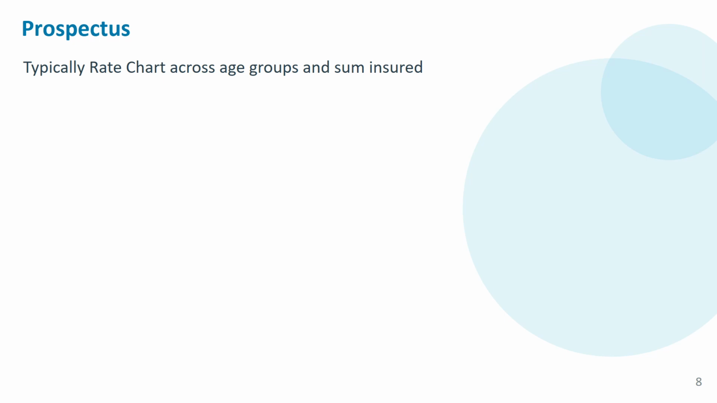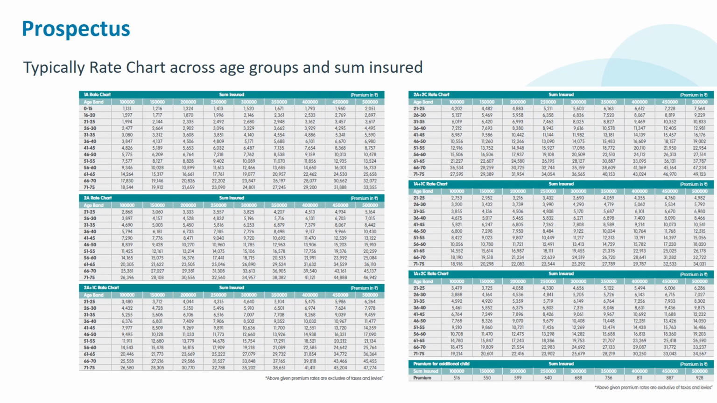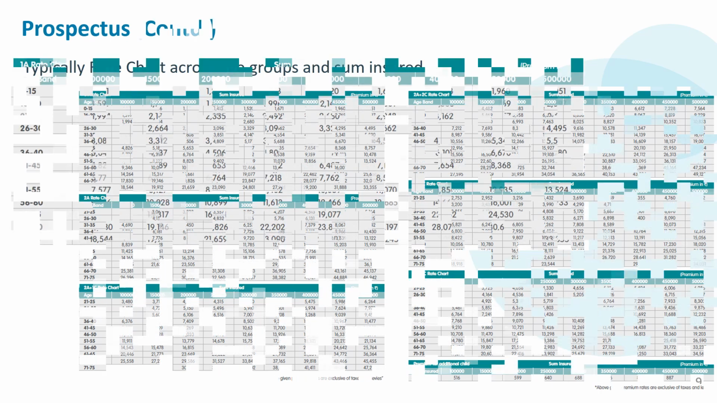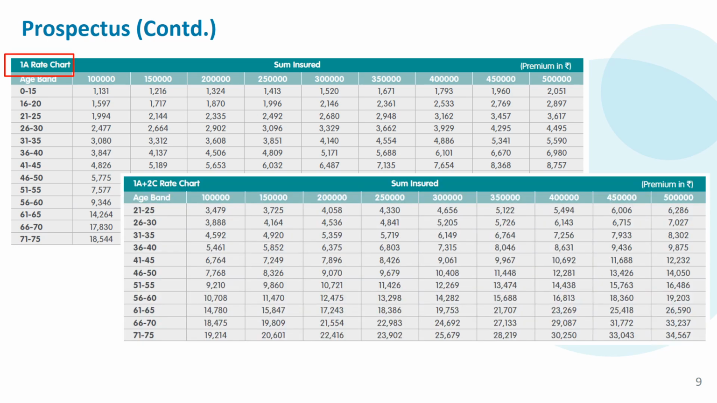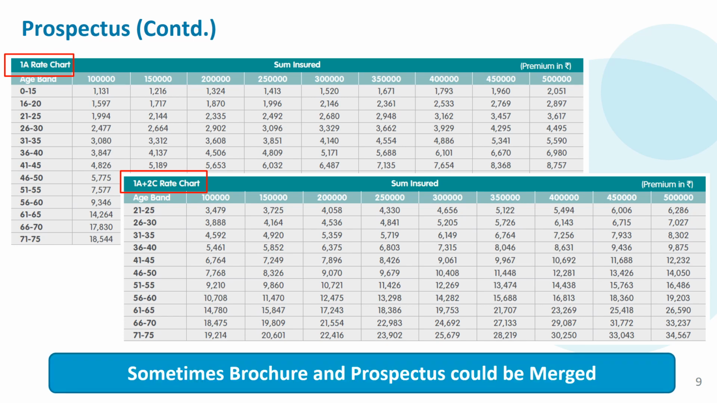The second document we are going to see is the prospectus, which is typically a rate card showing the premium value for different policies, like different age groups or different sum insured. And in the case of family floater, the combinations, like one adult, two child, two adult, one child, etc., are all covered in this prospectus. So here you can see a sample of only one adult, and the second one is one adult plus two child, and so on. And remember, sometimes brochure and prospectus can be combined as one document, in which case the brochure could run to maybe 15 pages.